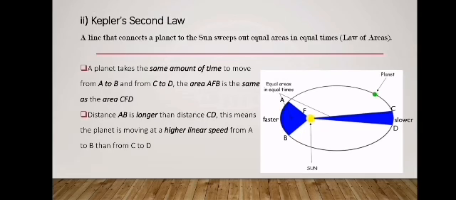Kepler's second law: a line that connects a planet to the Sun sweeps out equal areas in equal times. Law of area. A planet takes the same amount of time to move from A to B and from C to D. The area AFB is the same as the area CFD. Distance AB is longer than distance CD. This means the planet is moving at a higher linear speed from A to B than from C to D.